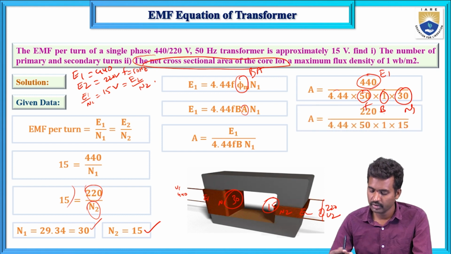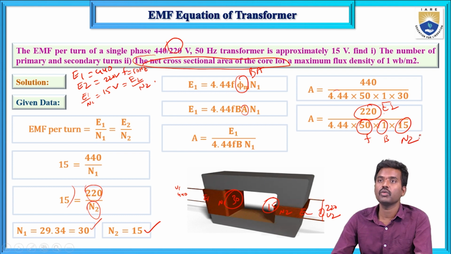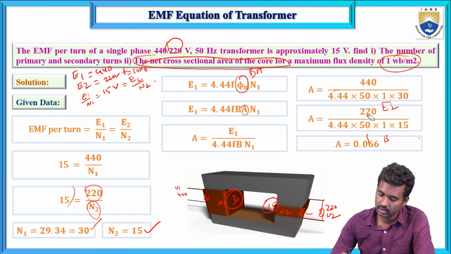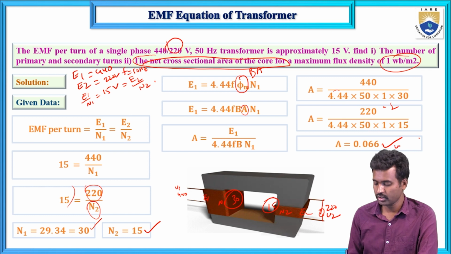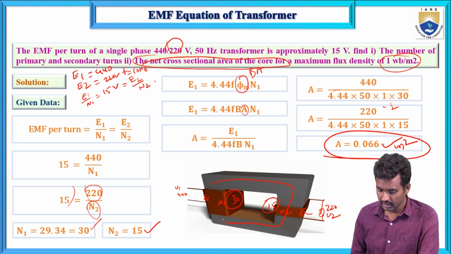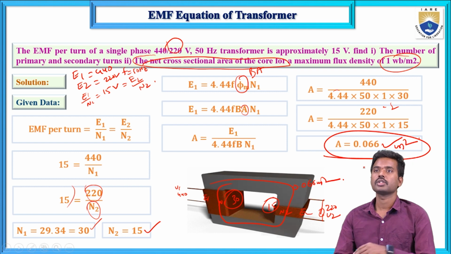And here this is E2 and this is F. E2 equals 220 and F equals 50 and this is B and this is N2 equals 15. B equals 1 Weber per meter square. Now if you calculate this one, that value equals 0.066 meter square. Area units are meter square, so this cross sectional area equals 0.066 meter square.